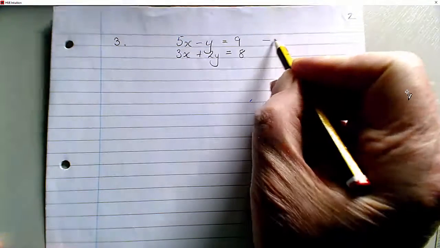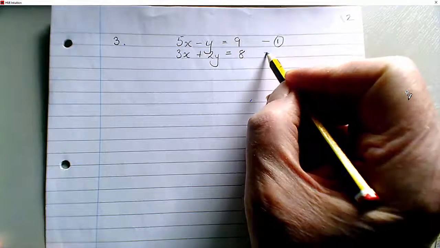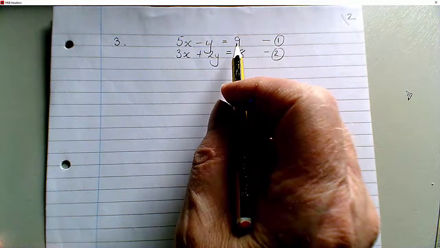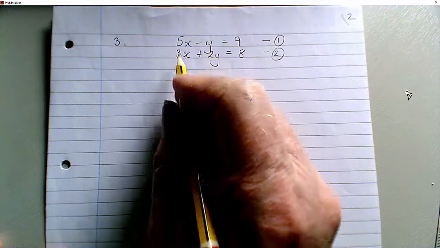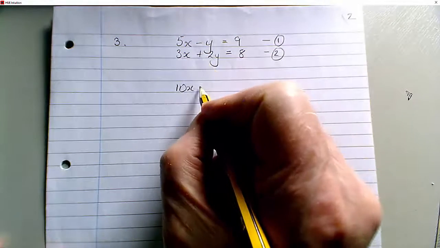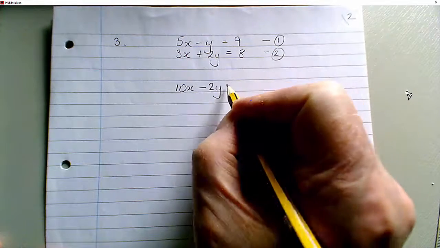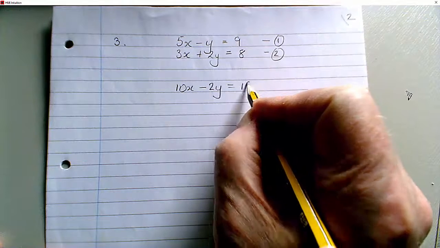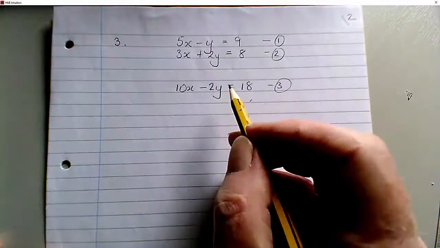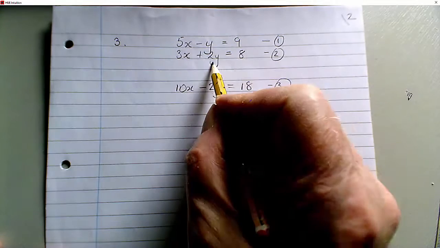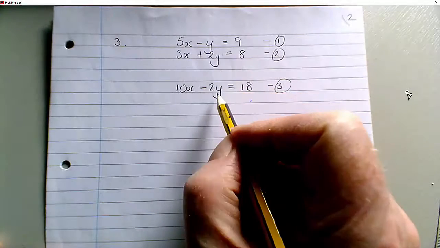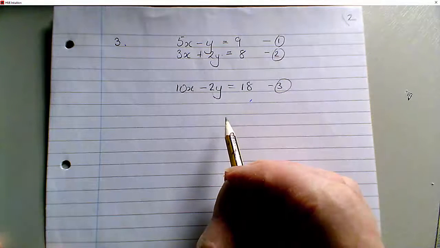So if we label that equation 1 and label that equation 2, what we'll do is we'll multiply equation 1 throughout by 2. So we'll get 2 times 5x is 10x, 2 lots of minus y is minus 2y, and then 2 lots of 9 gives me 18. We'll call that equation 3. Now, because I've got a plus 2y in equation 2 and a minus 2y in equation 3, if we add 2 and 3 together, we should be able to knock out the y's.